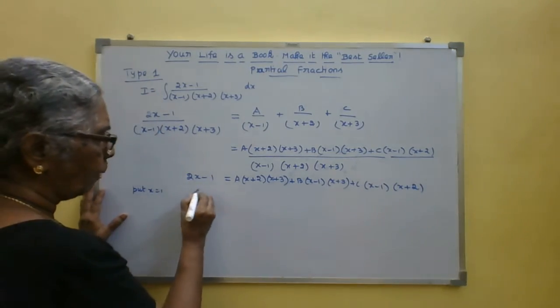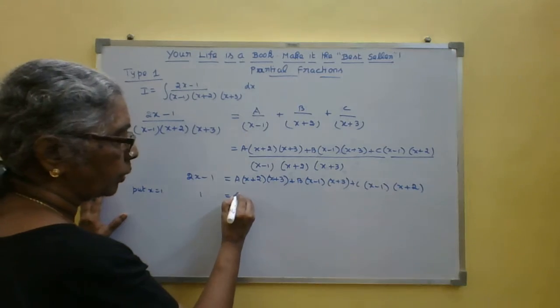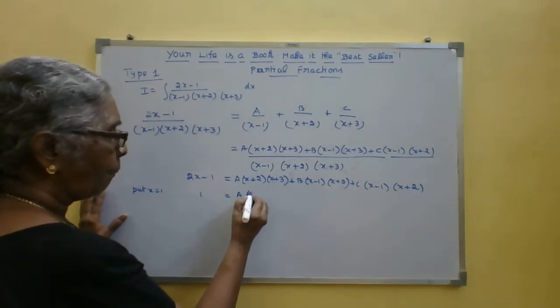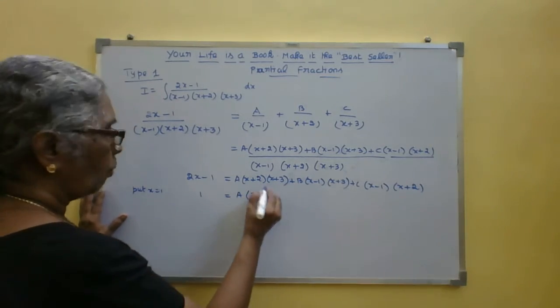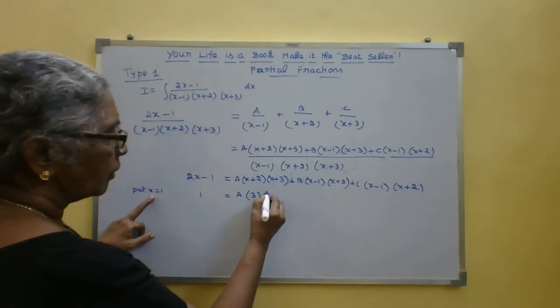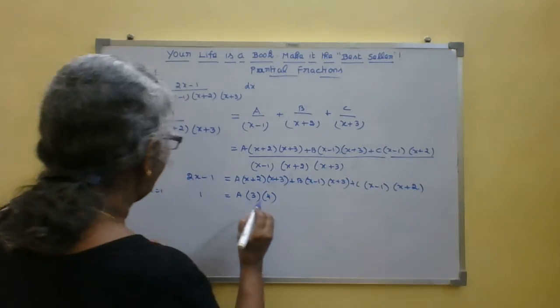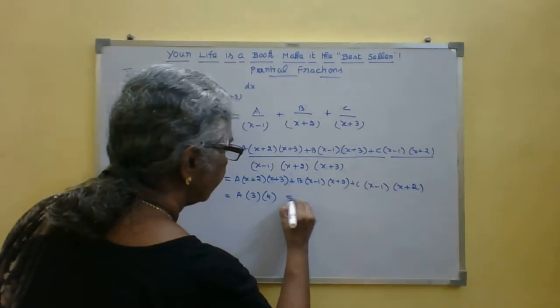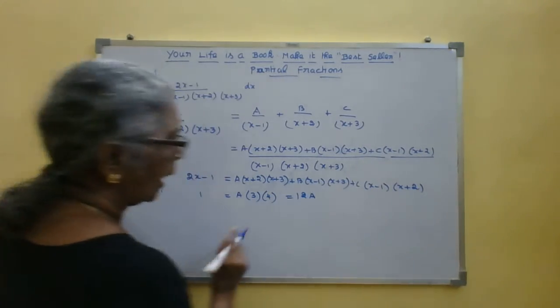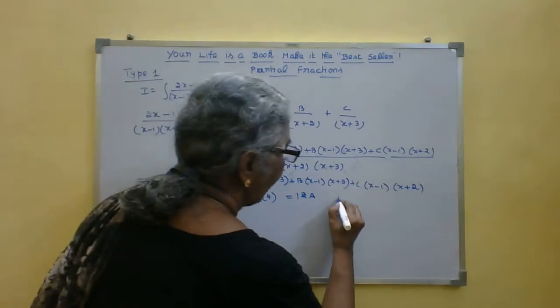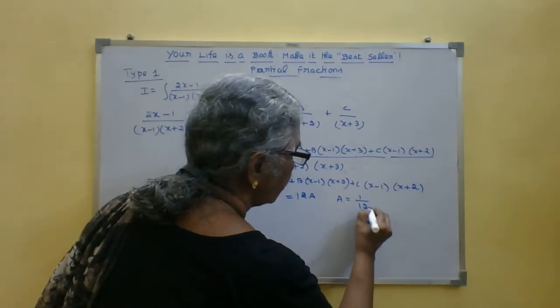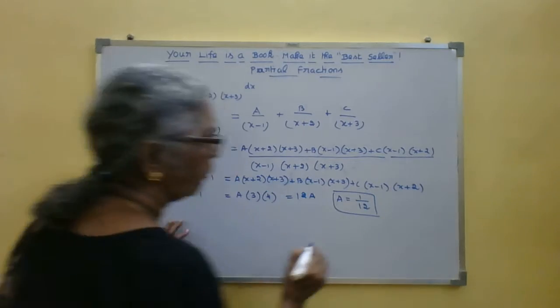Okay. So, now put x is equal to 1 here. 2 ones are 2. 2 minus 1, you will be getting 1, that is equal to a into 1 plus 2, that is 3, into 1 plus 3, that will be 4. So, I am getting now 12a is equal to 1. So, my a will be equal to 1 by 12. So, I got the value of a, right?